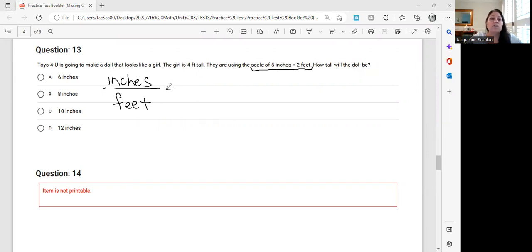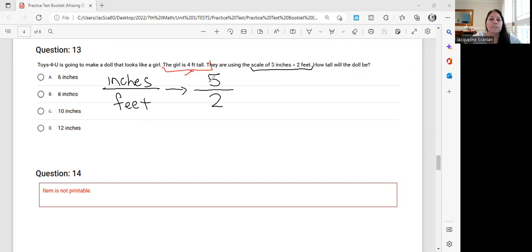All right, I am now going to use this information of 5 inches over 2 feet to create a fraction. 5 goes on top because it represents the inches. 2 goes in the denominator because it represents the feet. The next thing I'm going to do is pull out the other number from the problem. It says the girl is 4 feet tall.